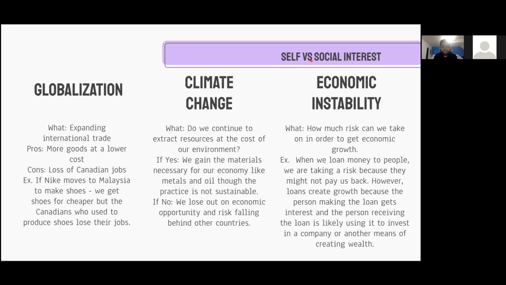There are a few examples that we can cite of self versus social interest and how that impacts a lot of big issues that are likely to show up in economics debates. So one is globalization. If we look at expanding international trade, some benefits that might exist to people is you get more goods at a lower cost.